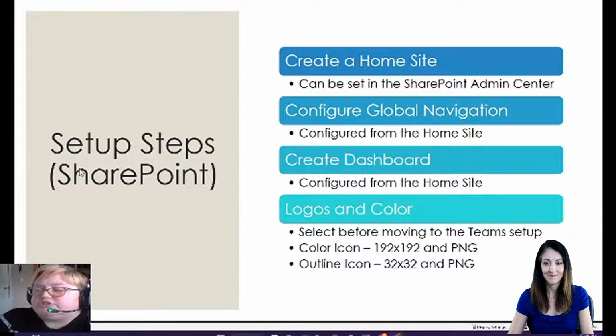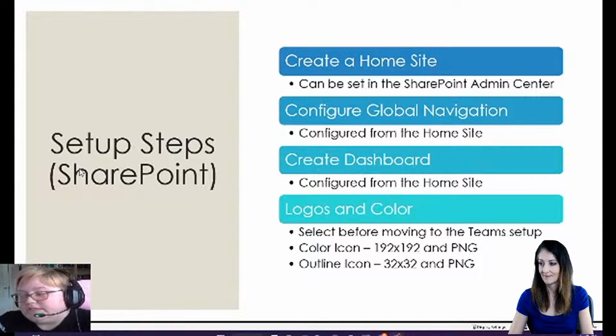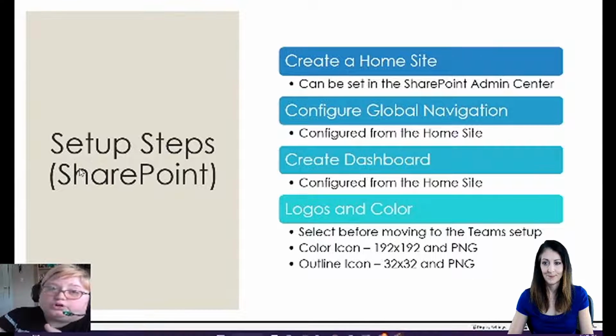And then the other thing you'll have to do, not in SharePoint but as a side, before you go into Teams to get Viva Connections up and running, is have a color icon. This is just a colorful icon that represents your intranet. It needs to be 192 by 192, and it needs to be a PNG. They're very specific about the size, so keep that in mind. And then the little outline icon. The outline icon is actually what's going to eventually show in the Teams app bar.